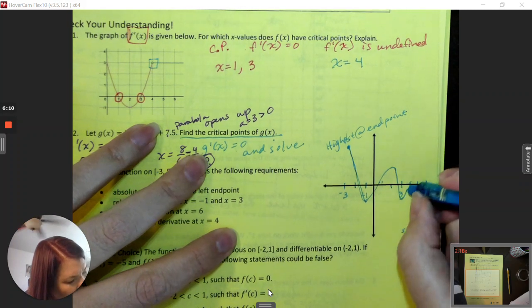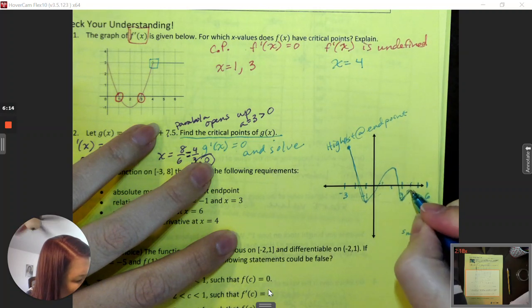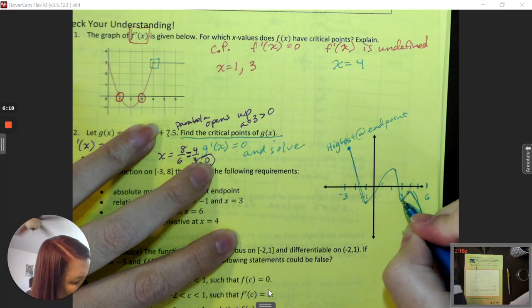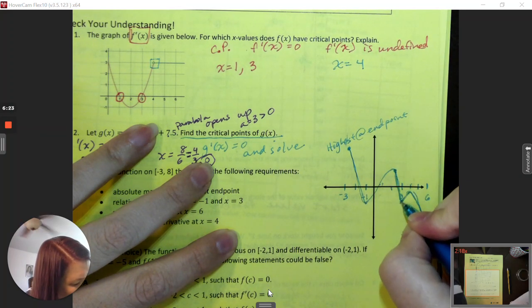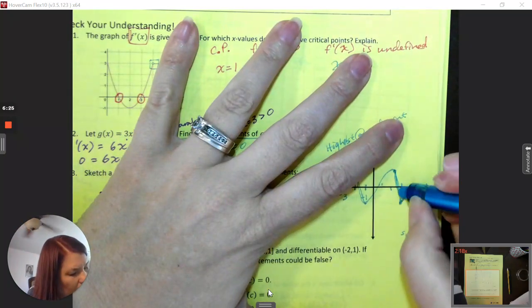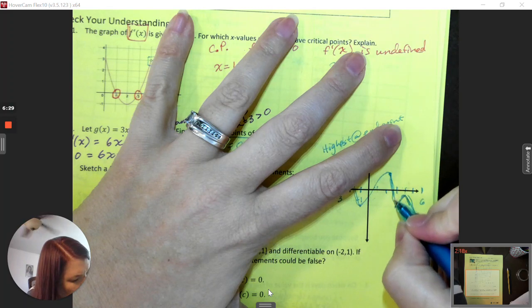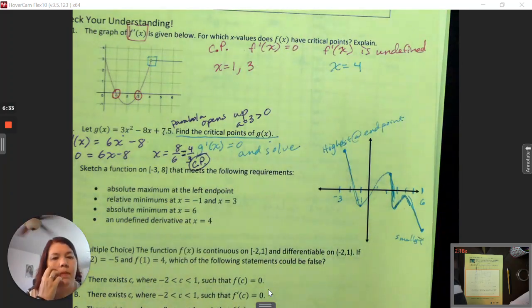It needs to do something funny at 4. So at 4, I'm going to have it cusp. I'm going to just change it to a line. So it'll be curve-like, and then we'll do a line. Oh, it didn't. It said relative. It didn't say undefined there. This one's undefined, which means it needs to be cusp-like. This one needs to be smooth. Okay? Something like that.